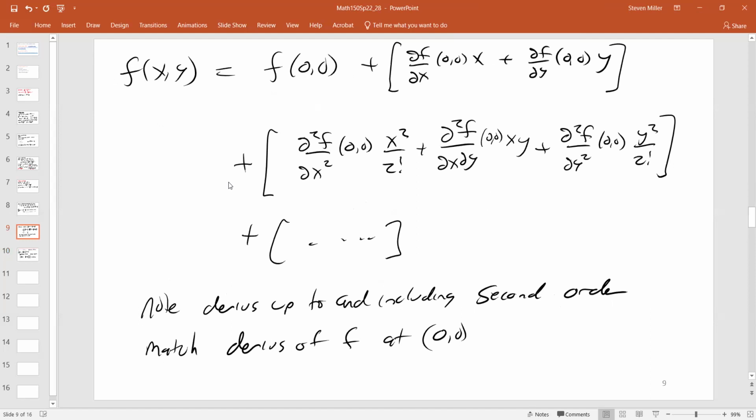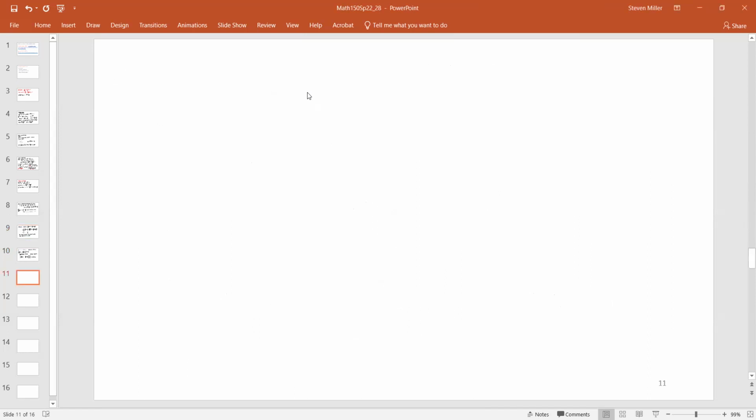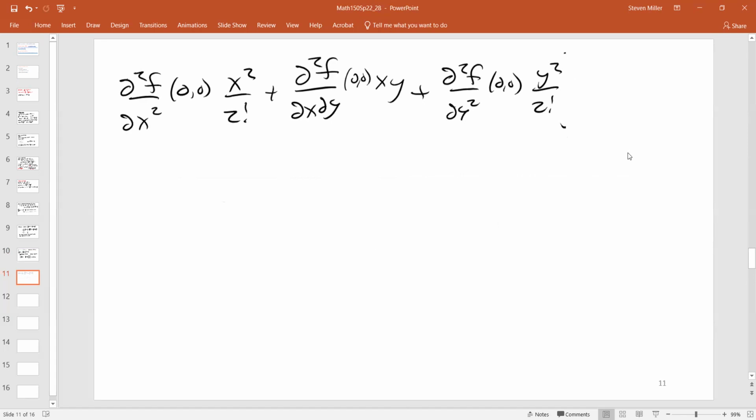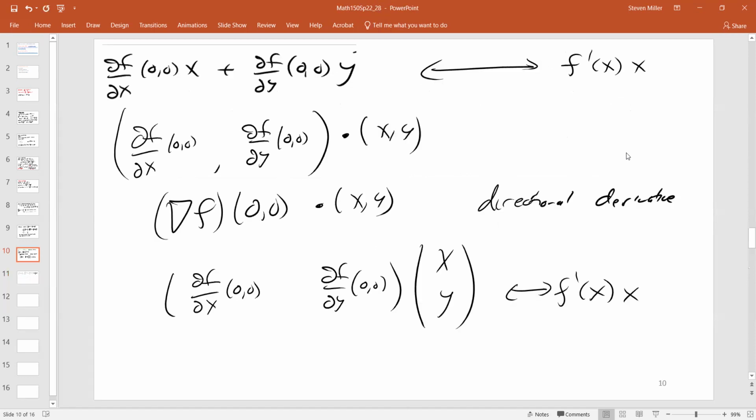All right, let's now look at the next term. The next term is a little bit more involved. So we have something like this. And this is supposed to correspond to f double prime of 0 times x squared over 2, in vector form. On the last page, this shouldn't be f prime of x, this should be f prime of 0.